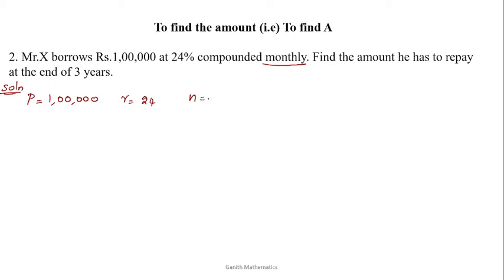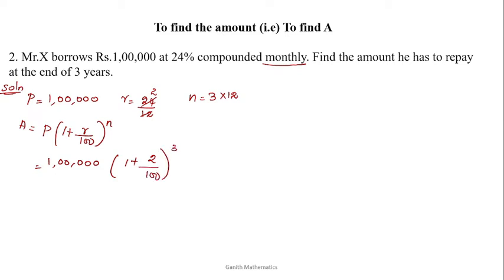So your N will be 3 years. So years you have to convert into months, so it will be 12. And in a similar way, the rate of interest has to be divided by 12 because they have given it as monthly, right? So the amount which we have to find, the amount formula is P into 1 plus R by 100, the whole power n. P is 1 lakh. 1 plus R is simply 2. So it is 2 by 100, the whole power 36.